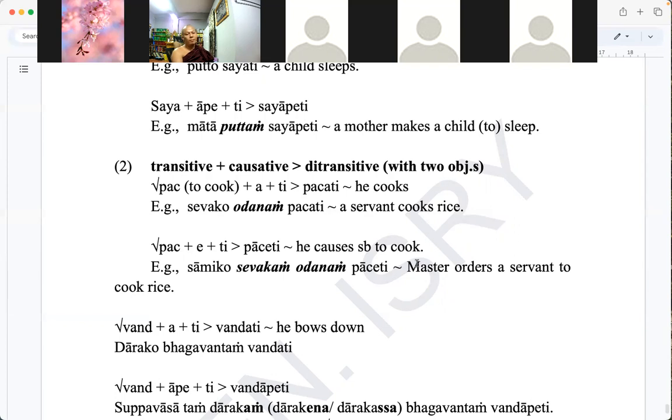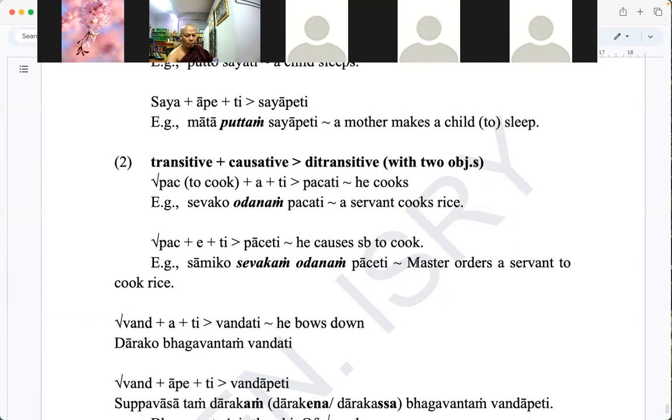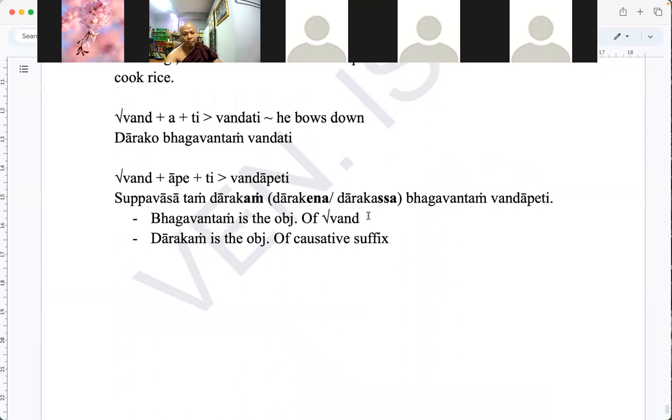For the agent object, it may be in accusative, instrumental, or genitive, but with the same meaning. This one is the root object, and this one is the agent object, right? Yes. So my question is that the agent object, Bante, can be in accusative, instrumental, or genitive, but with the same meaning.